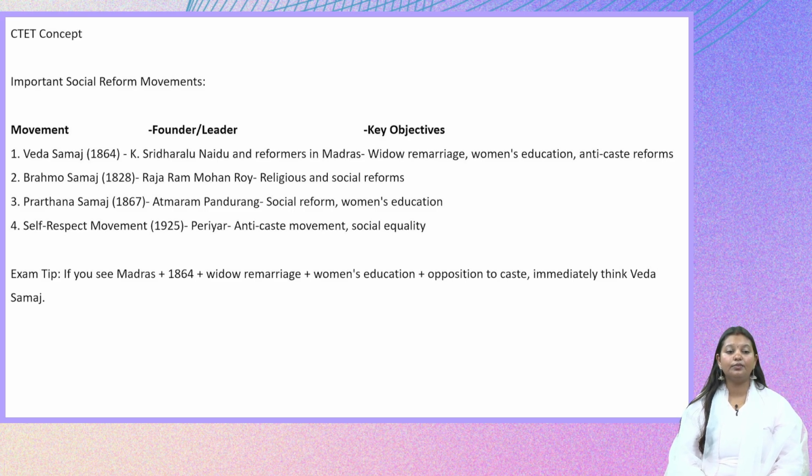The second one, that is Brahma Samaj, it also had similar objectives as the Ved Samaj. Raja Ram Mohan Roy is said to be the founder of it, and he was working in the area of religious and social reforms. The next is the Prarthana Samaj. It was started by Atmaram Pandurang, and he was working with the objective of bringing in social reform and women's education. The fourth one, that is the Self-Respect Movement, the leader who founded it was Periyar, and the objective was anti-caste movement and social equality.